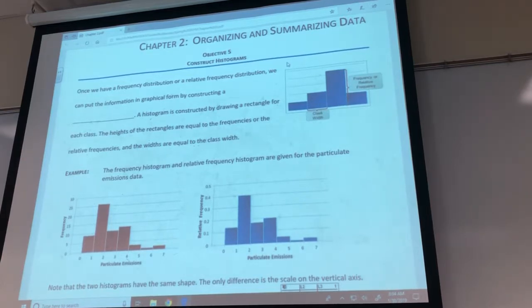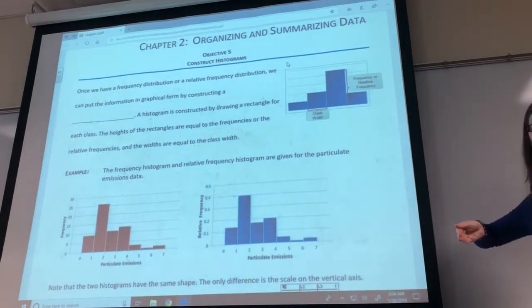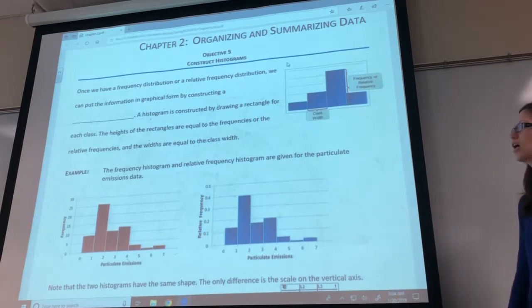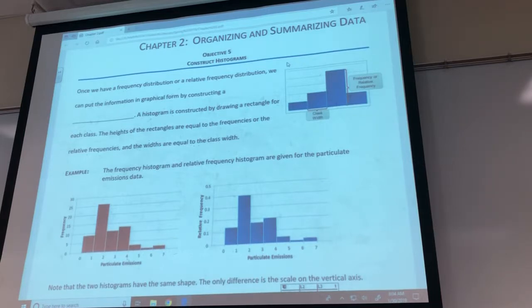Okay, so these histograms that we're going to do in this class are a little bit different than they do in some books. They try to simplify it a little bit just to make it easier, which is kind of nice because then you don't have to worry about some extra steps called class boundaries, which can get a little bit complicated. So they just make it a little more simplified, just to make it easier for us to do.